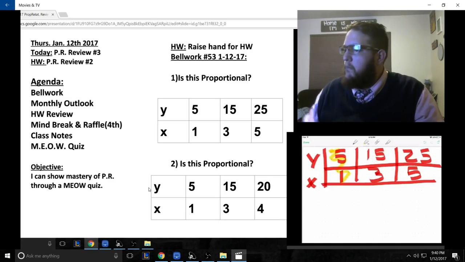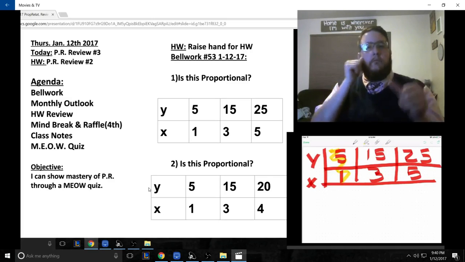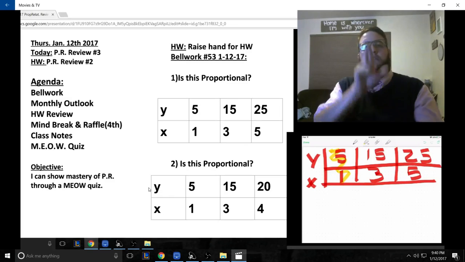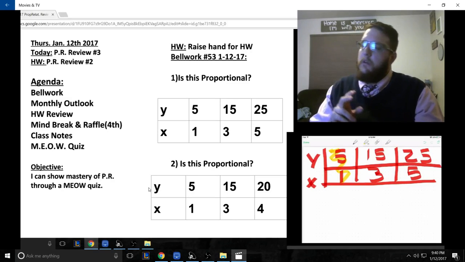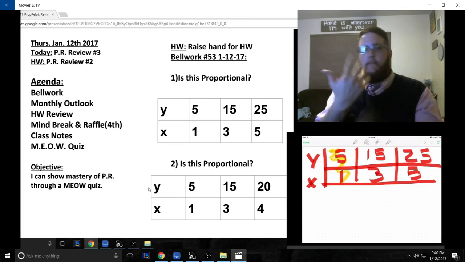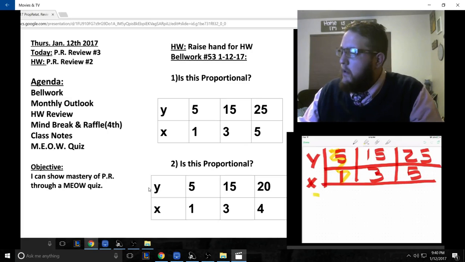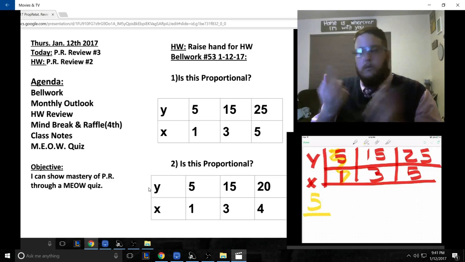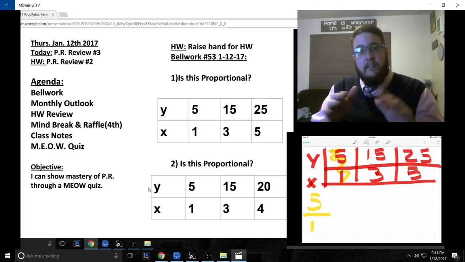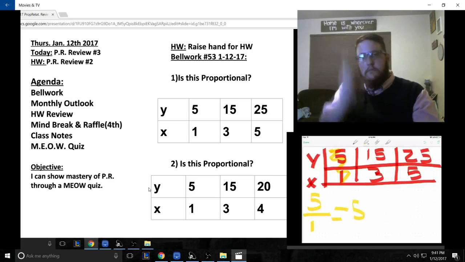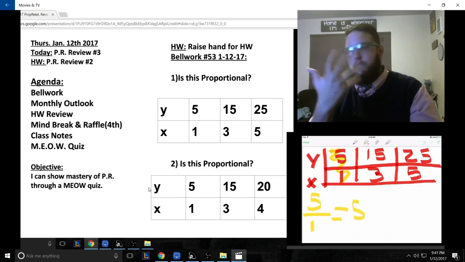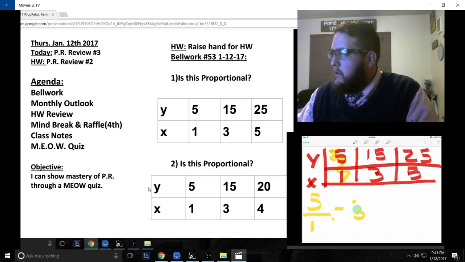So for the first one, we're going to divide 5 by 1 because we're dividing the y value by the x value in order to determine the rate of change. So 5 divided by 1, remember it's our y value, which in this case is 5, divided by our x value, which is 1. 5 divided by 1 is 5. So our rate of change for the coordinate 1, 5 is 5.